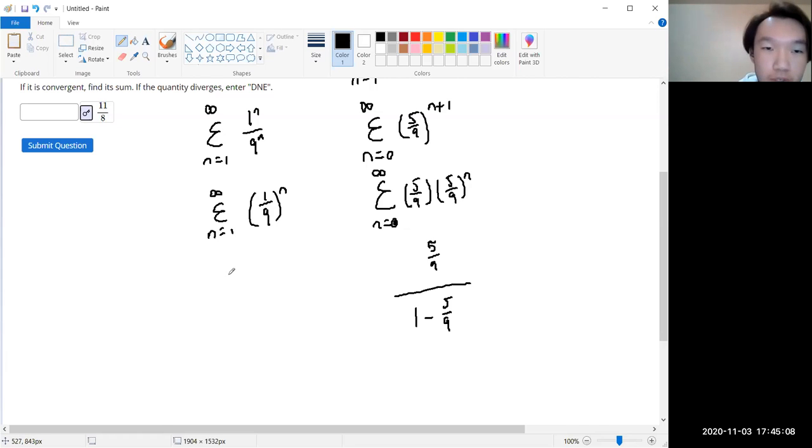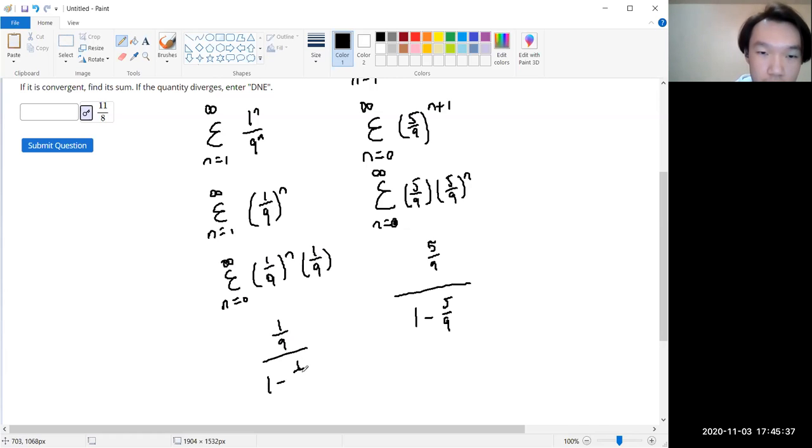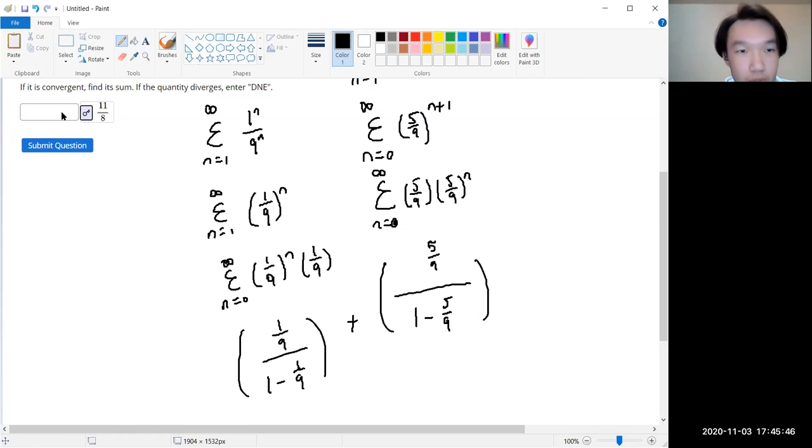Now we do the same thing as before. So we index shift it. So if we start at 0, if we move the index down, then we have to move n up by 1. And then you can see that 1 over 9 is your a and your r is also 1 over 9. So the sum of this series is a over 1 minus r. So here's your two sums, and then you would add those together to get your answer. Okay. Hopefully that's 11 over 8 for this question.